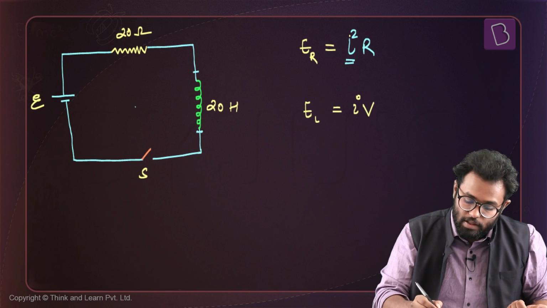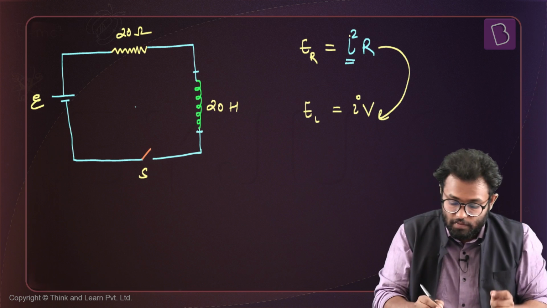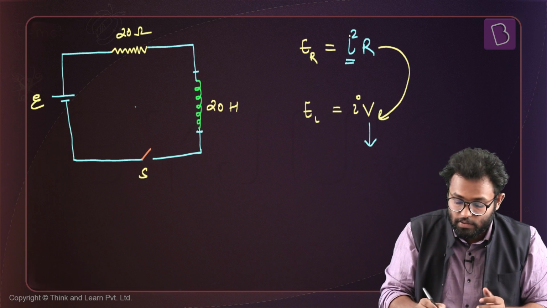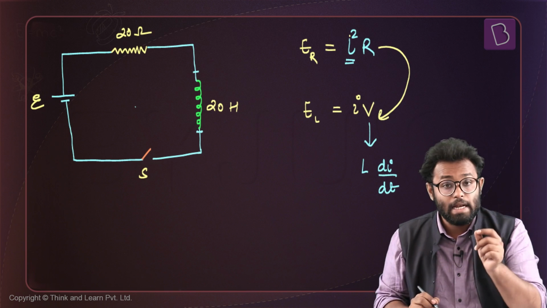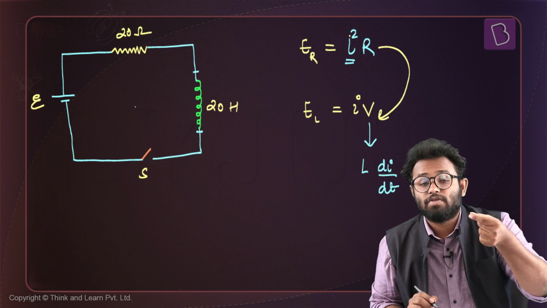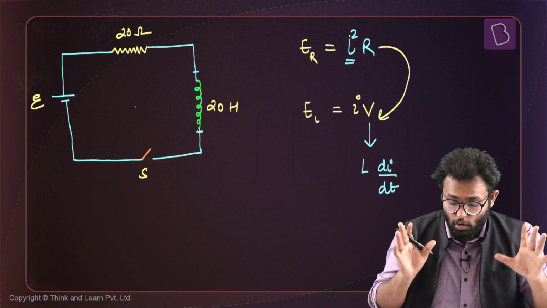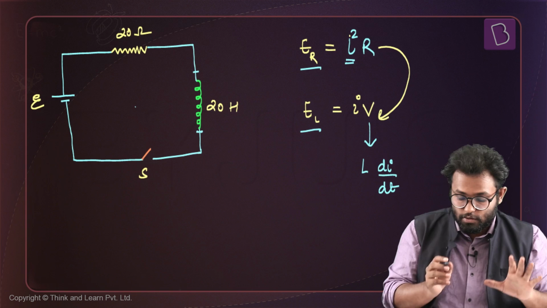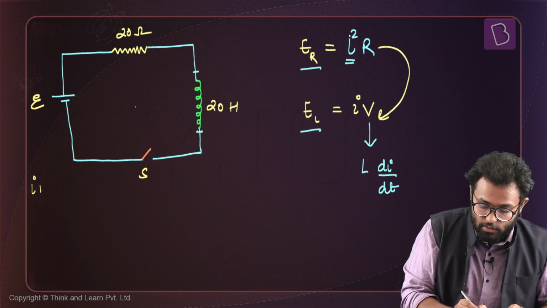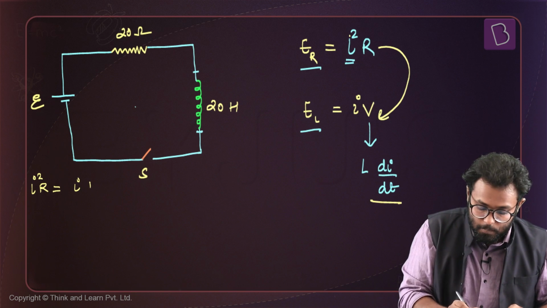Now, we have to find when these two become equal. What is the potential difference across an inductor? Do you know that? The potential difference across an inductor is given by L times di by dt. L is the inductance, di by dt is the rate at which the current is changing. If di by dt was 0, then there would be no potential difference across the inductor. We know all that. Now I have to equate these two. That's what the question says. So let's do that. I get I square R equal to I times L di by dt.